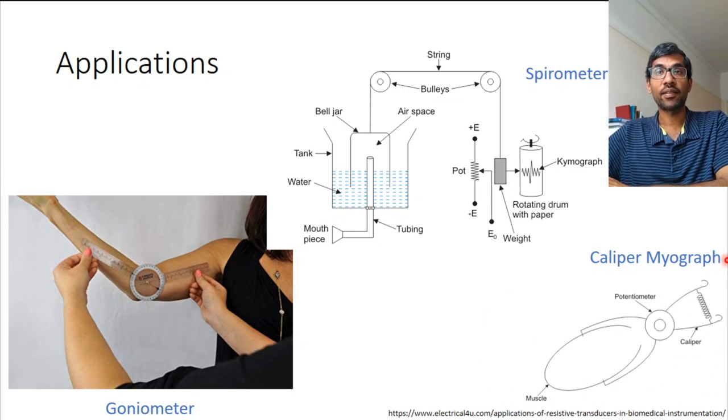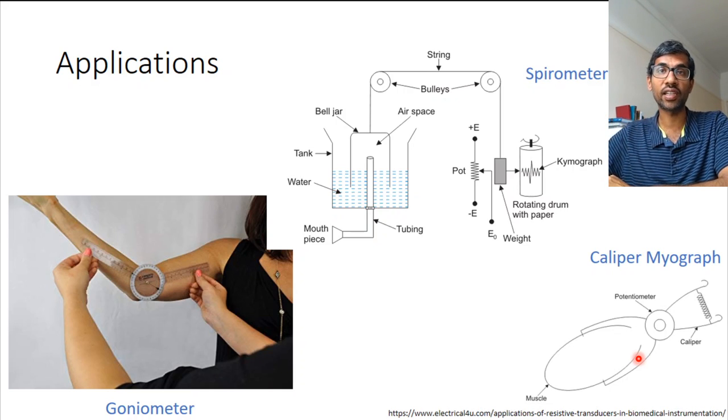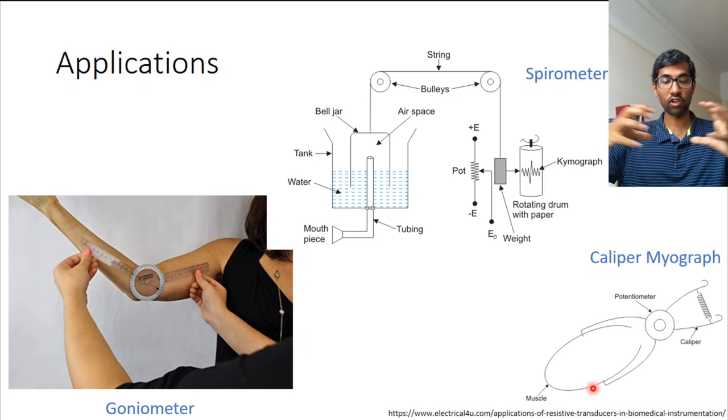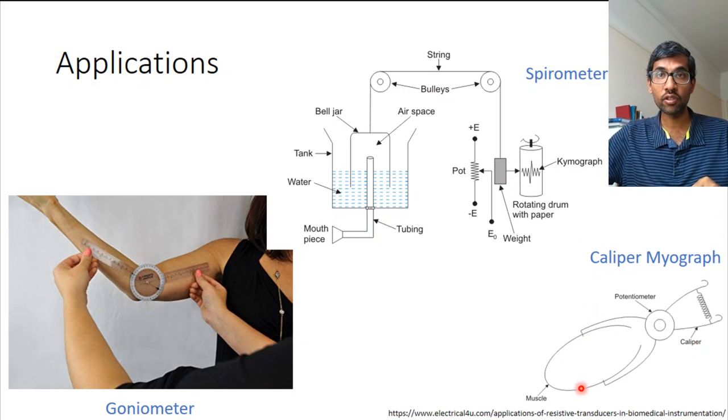Here's another interesting application. Here, what you're doing is you want to look at how much the muscle contracts, and you want to see the bulge of the muscles as the person is doing different kinds of activities. So you put the potentiometer here, and as the muscle contracts, it bulges, and as it bulges, these two teeth are pulled apart, and as they are pulled apart, that displacement is recorded by the potentiometer.